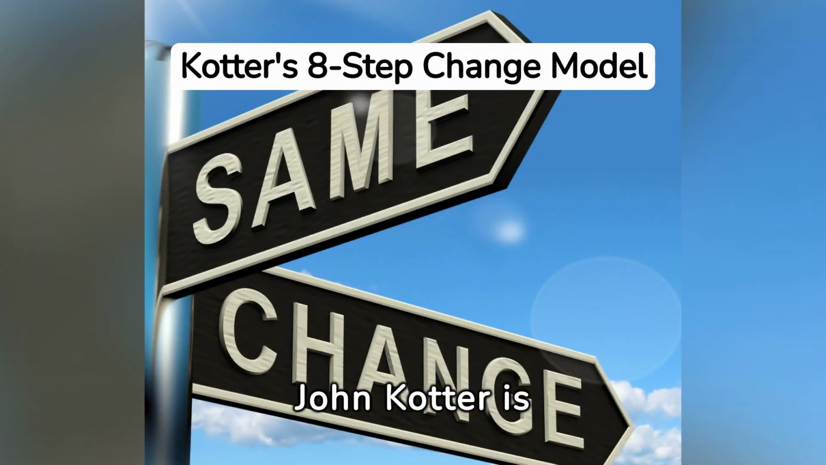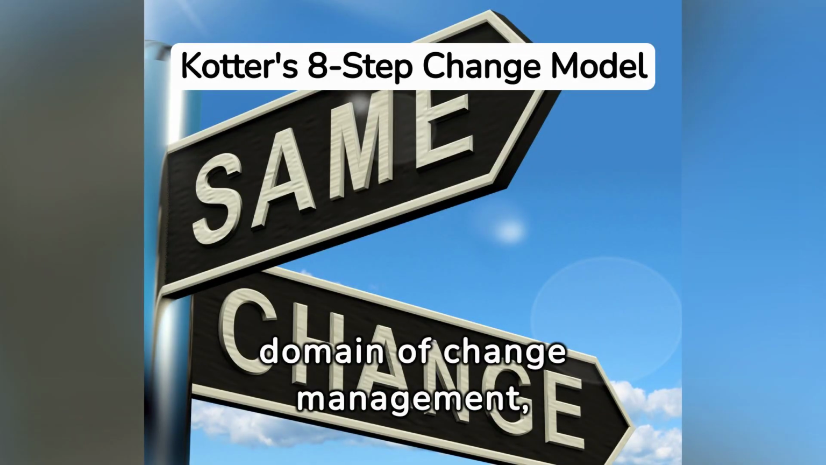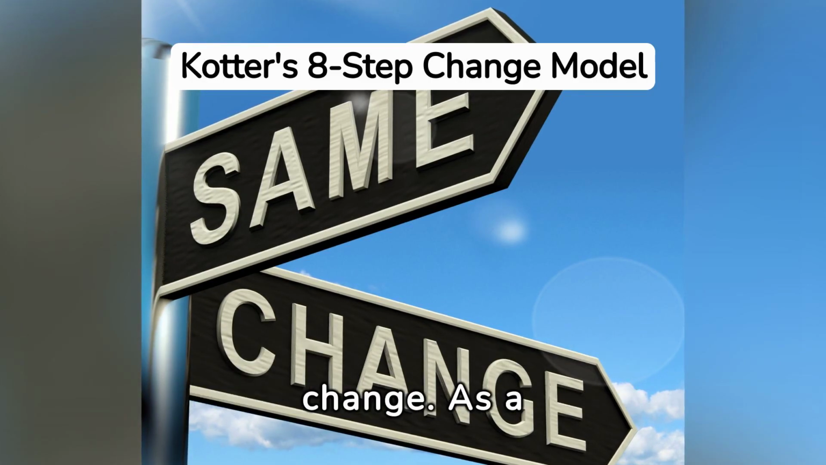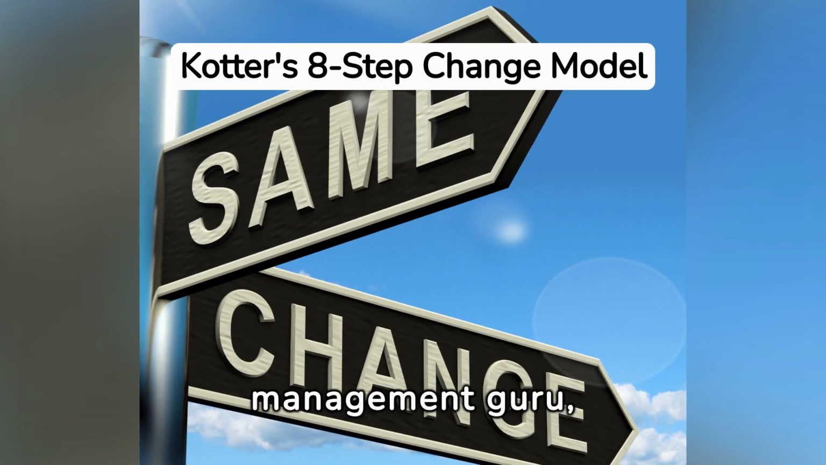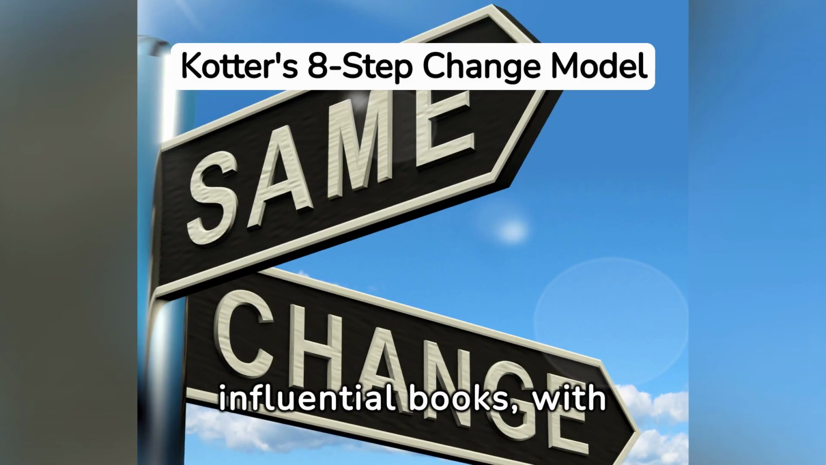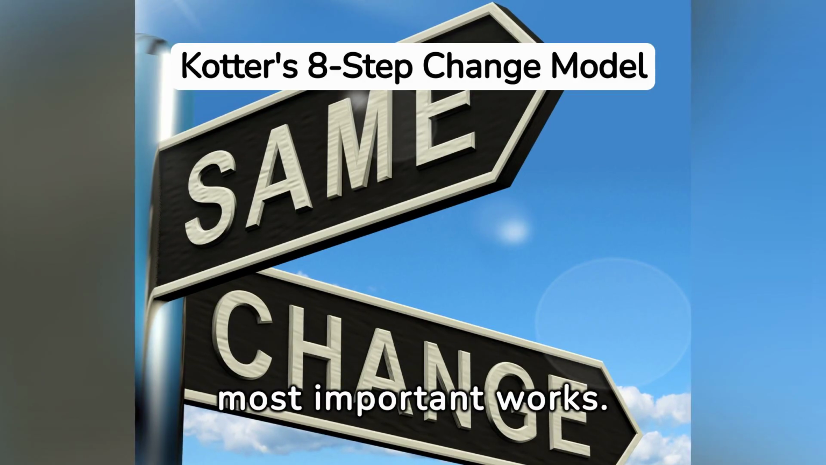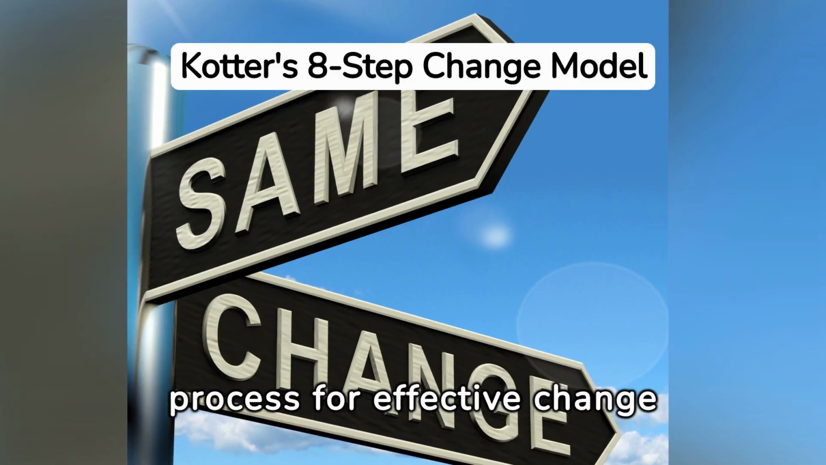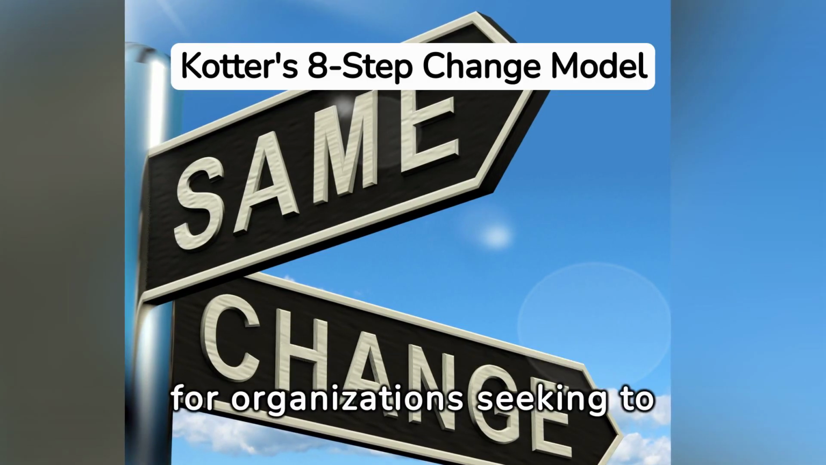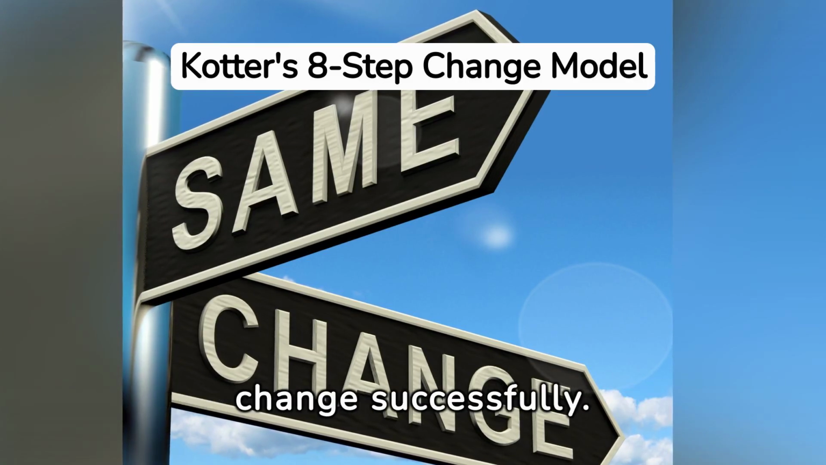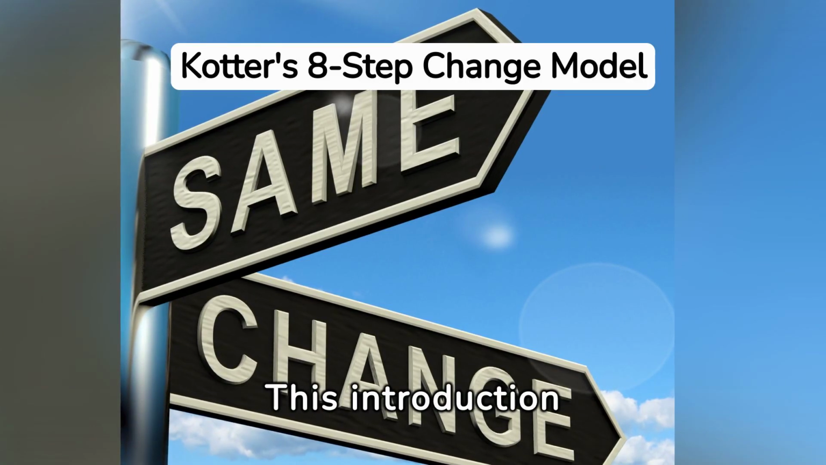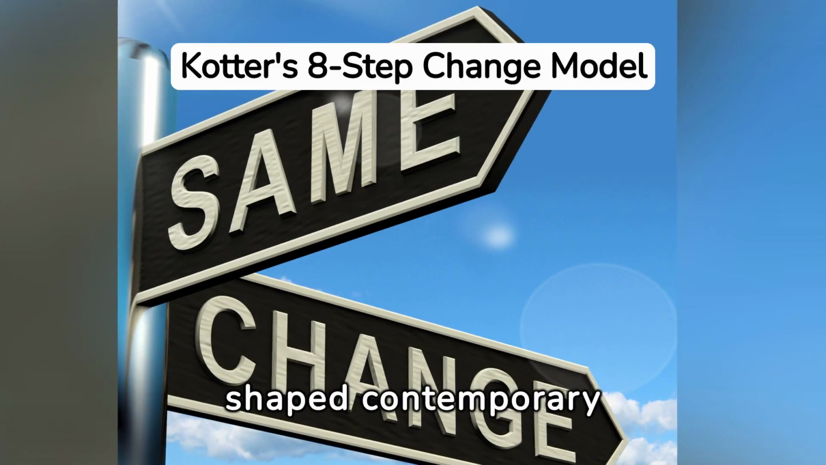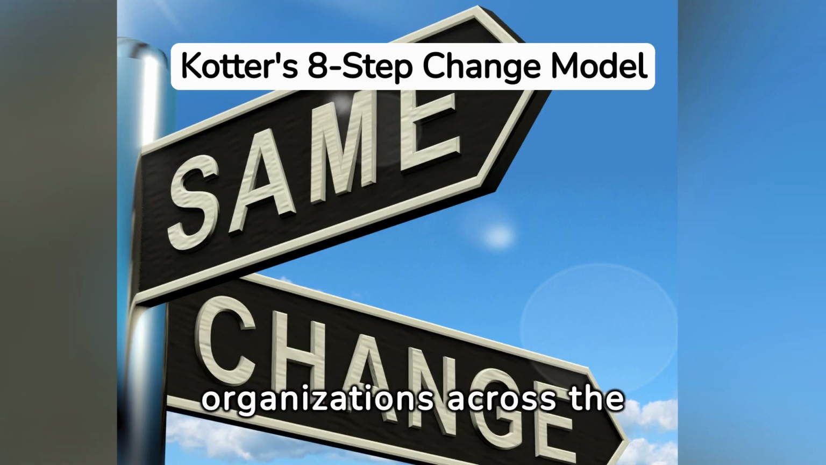John Kotter is recognized as a leading figure in the domain of change management, renowned for his contributions to understanding and facilitating organizational change. As a management guru, Kotter has authored numerous influential books, with Leading Change being among his most important works. In this influential book, Kotter introduces an 8-step process for effective change management, offering a blueprint for organizations seeking to navigate the complexities of change successfully. This introduction serves as a gateway to exploring Kotter's insights and methodologies, which have shaped contemporary approaches to leading change within organizations across the globe.